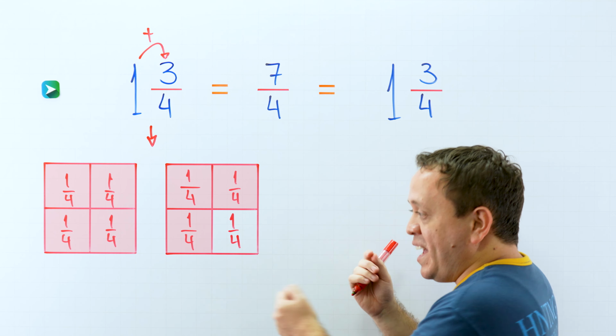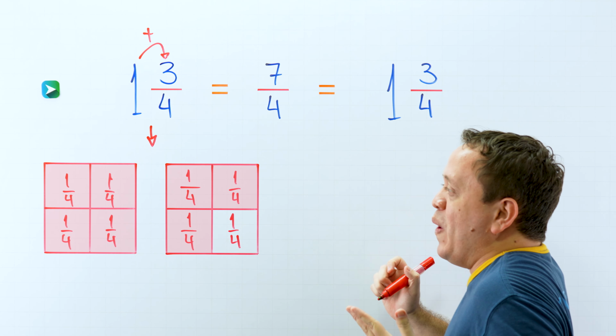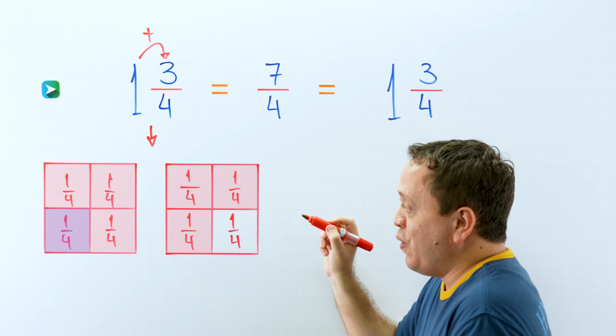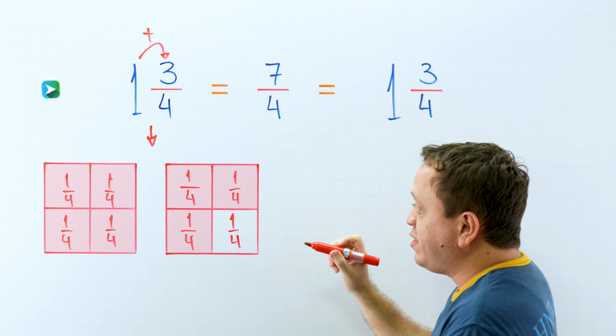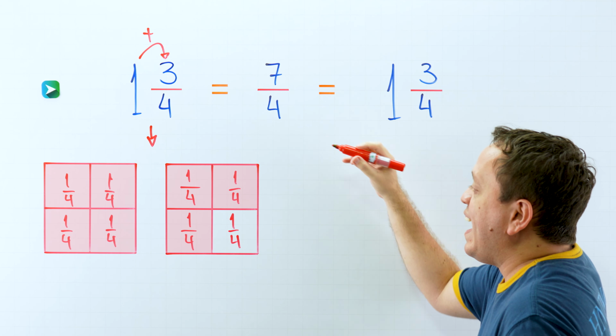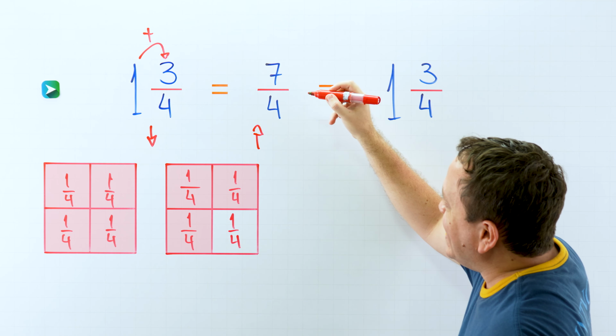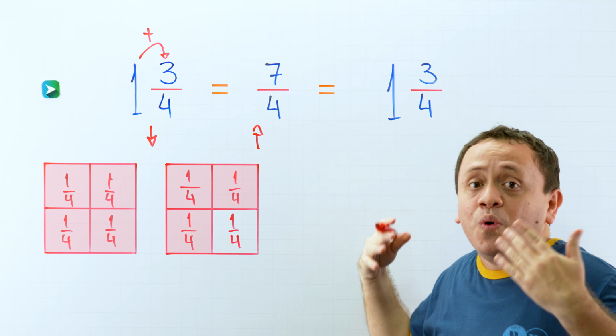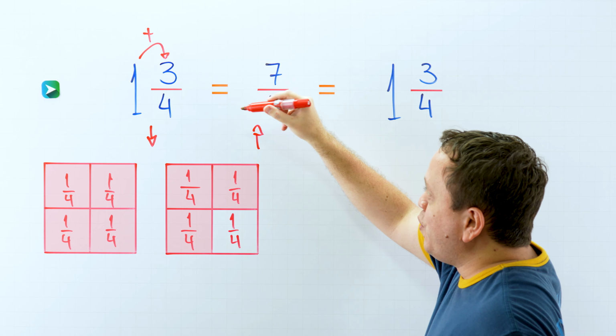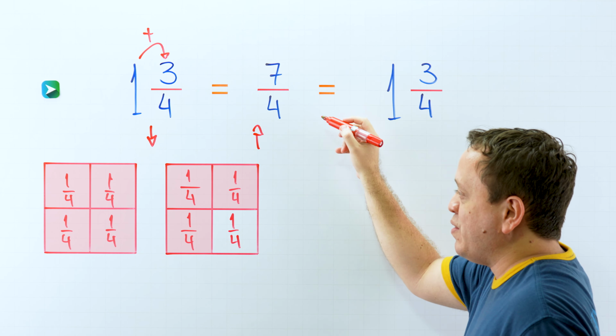Pay attention to the following question. How many fourths did we take? Well, we took 1/4, 2/4, 3/4, 4/4, 5/4, 6/4, and 7/4. That's it. The answer is 7/4. Now we know why the mixed number 1 and 3/4 is equivalent to the improper fraction 7/4.